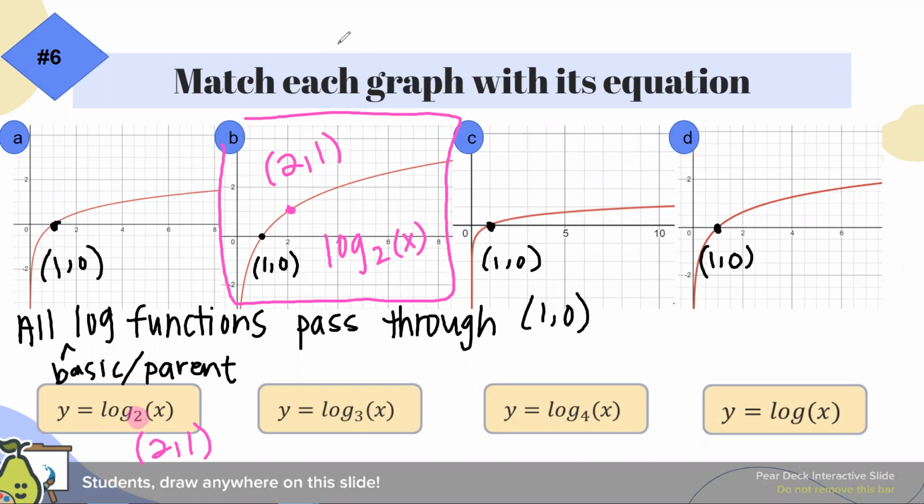Moving on to the next function, we have log base 3. Again, 3 to the first power is always going to be 3. So that means I'm going to go through the point where x is 3 and y is 1. So in which graph do we have x is 3 and y is 1? I did a quick scan at x is 3 and found that graph D goes through the point (3, 1). So graph D is going to be log base 3 of x.